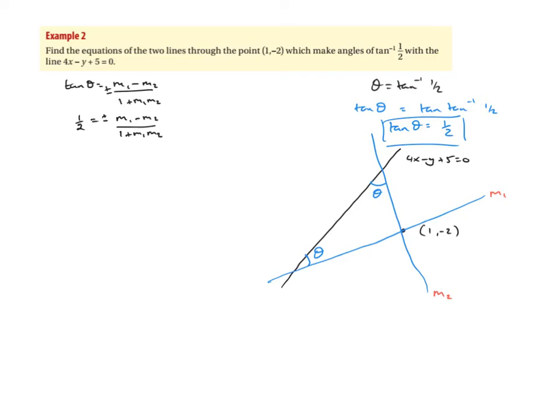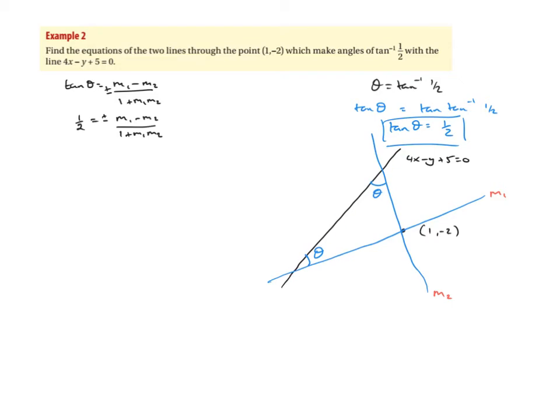Now if we look at the diagram, you can see what we're trying to work out. It's these angles here and here, and we have one of the lines, which is the black line, 4x - y + 5 = 0. I know the gradient of that, I can work that out, I'll do that in a second. What we're trying to find are these two gradients or slopes, which I've labelled m1 and m2. So the first thing I'm going to do is work out the slope of this.